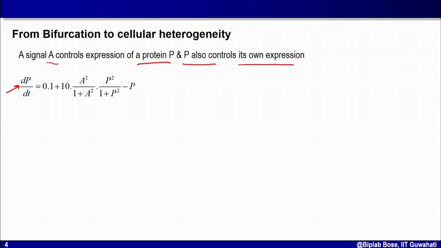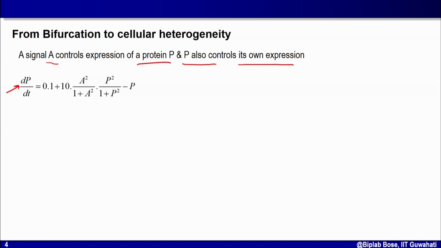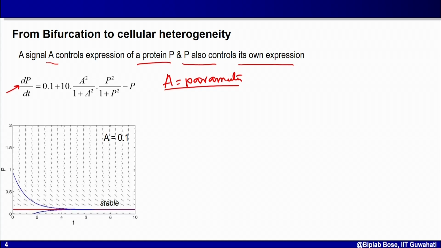Now let us look into the behavior of this ODE. When I say I want to understand the behavior of the ODE, most of the time I want to understand the steady state behavior of the ODE. In this case, P is a dependent variable, T obviously is an independent variable, and A is a parameter. So I want to see the behavior of steady states of P, or the behavior of P with respect to different values of A. So I will use the concept of direction field.